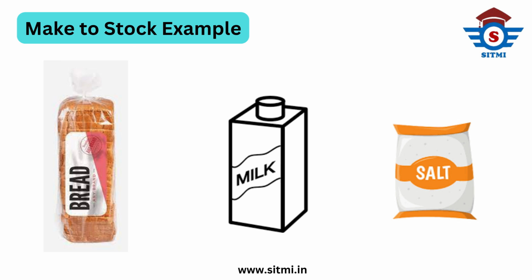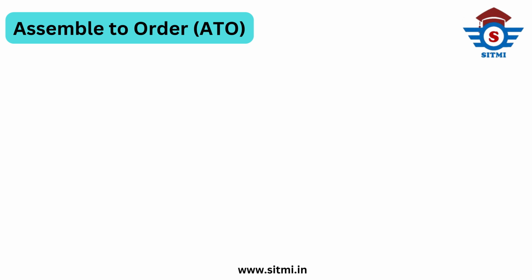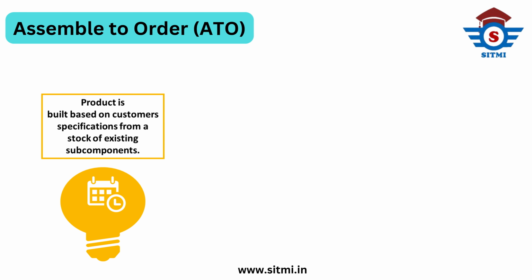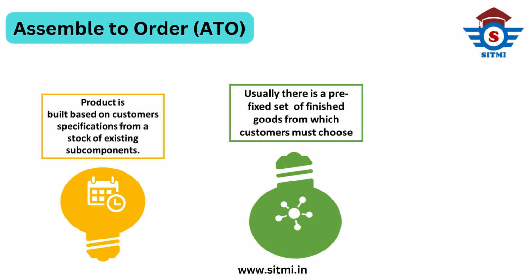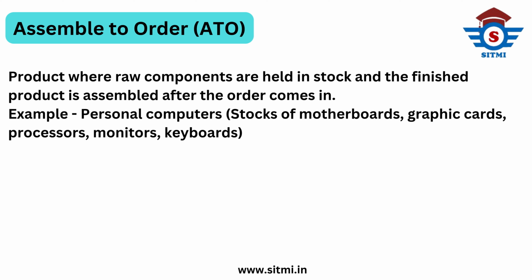Now let's talk about our next environment, which is assemble to order. In assemble to order production environment, the product is built based on customer specification from available raw material or stock of existing components. In such environments, usually there is a pre-fixed set of finished goods from which customers must choose. So simply, assemble to order products are products where raw components are usually held in stock and finished goods are assembled only after an order from the customer is received.